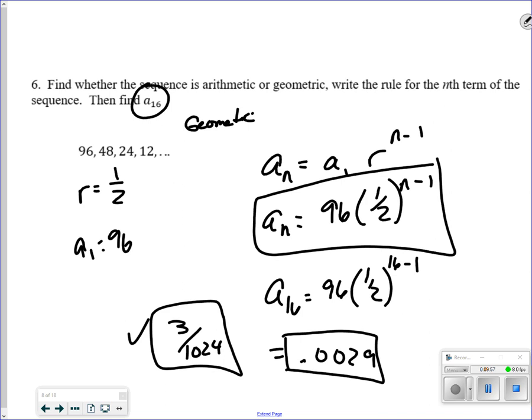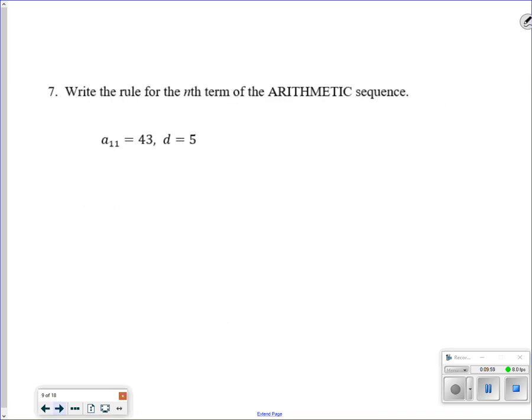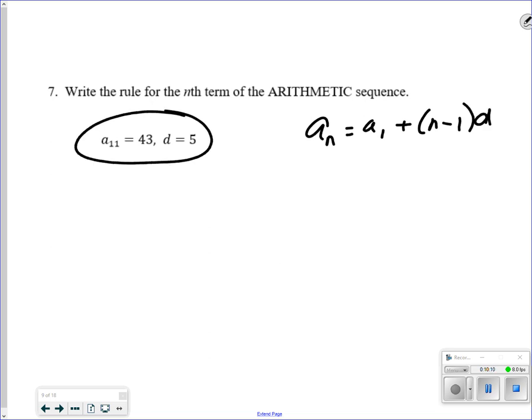You didn't round. Write the rule for the arithmetic. So now it is telling me it's arithmetic. In order to write a rule for arithmetic, you need two things. You need the a sub 1 and d, but it's not giving you that. Okay, it's giving you a sub 11 and d. So what does that mean? That means when you get 43, the 11 is the end value.